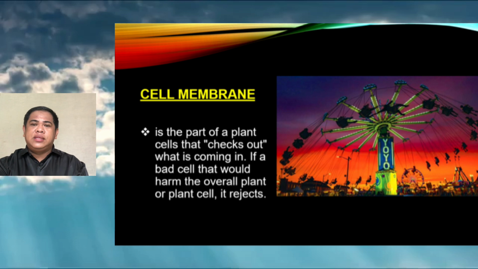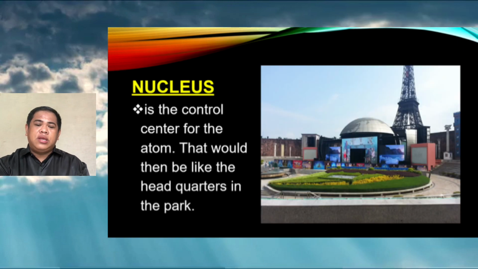Next is the cell membrane. So how do we relate the cell membrane? It is the part of a plant cell that checks what is coming in. If a bad cell would harm the overall plant or plant cell, it rejects it. Next is the nucleus. It is the control center of the cell, like the headquarters of the park.